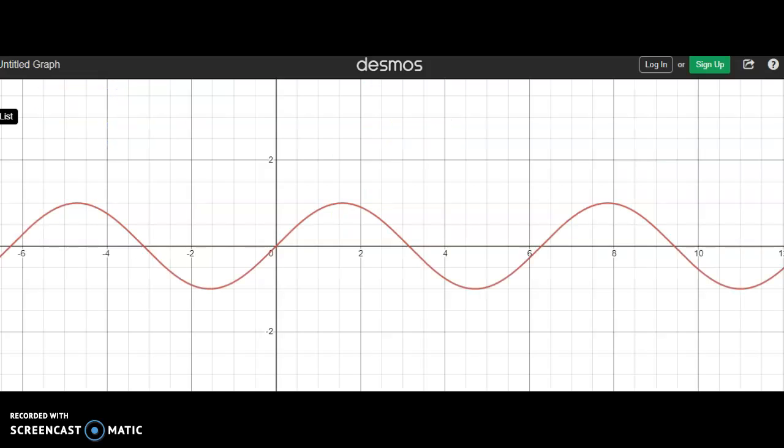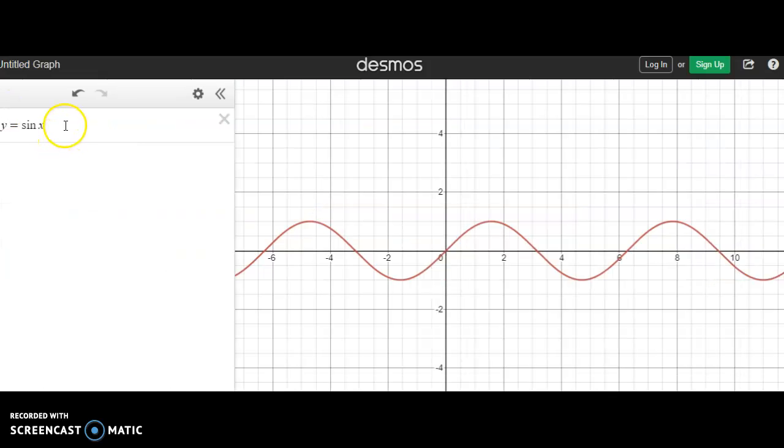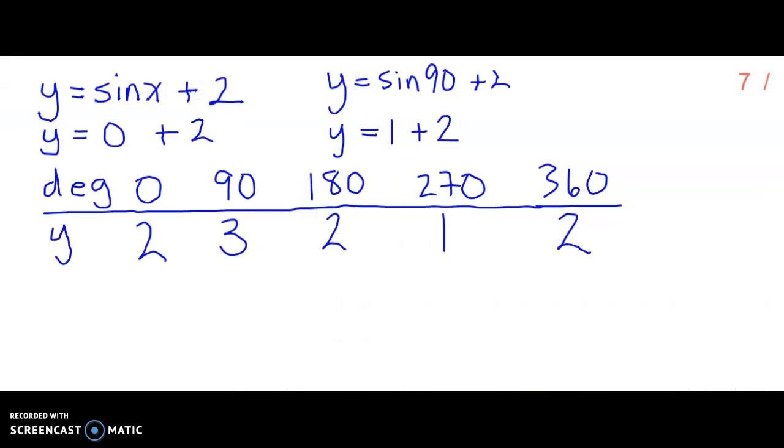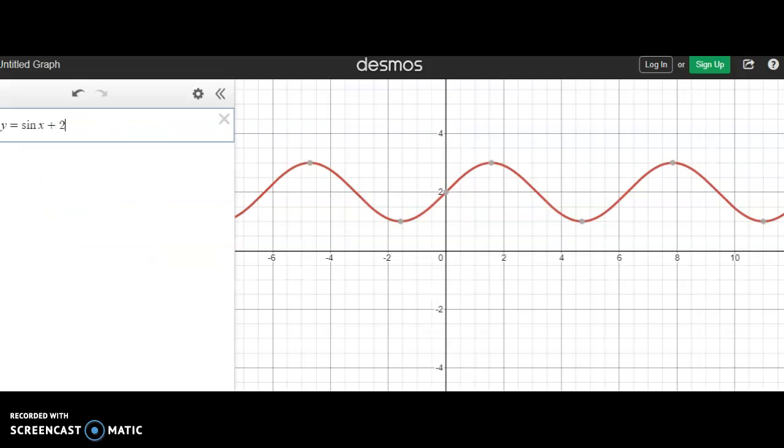And here we are back at Desmos again. So I'm just going to, let me make this wider, can I? Anyway, I'm just going to add 2 to the equation. Let's see what happens to our sine curve. Well, look at that. At 0, we're at 2. Let's look at Desmos. At 0, we're at 2. So this all changed. So now we've got to figure out what our new midline is.